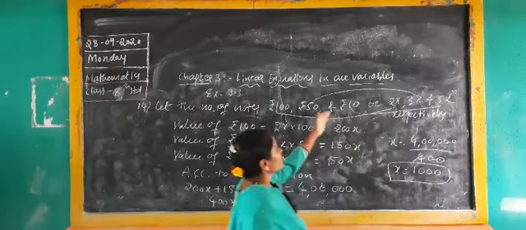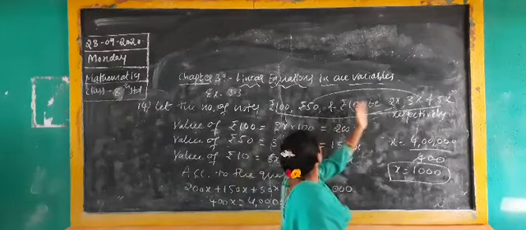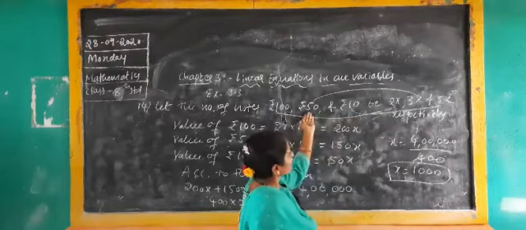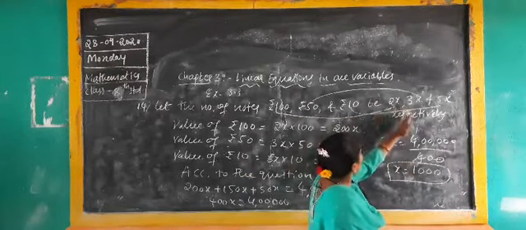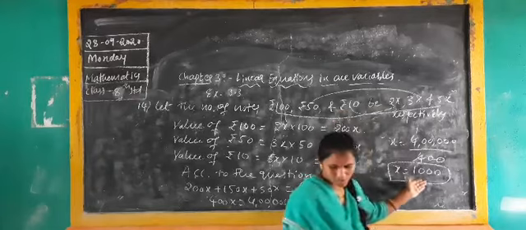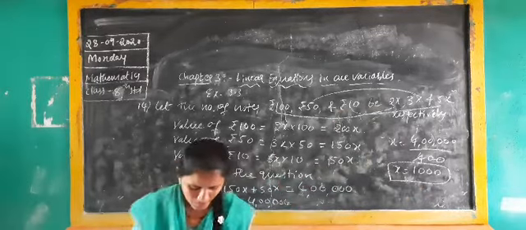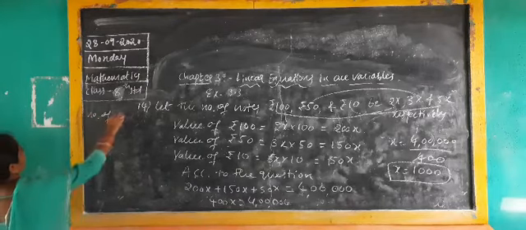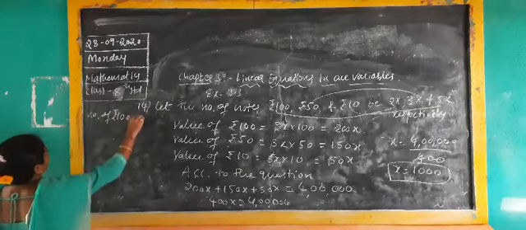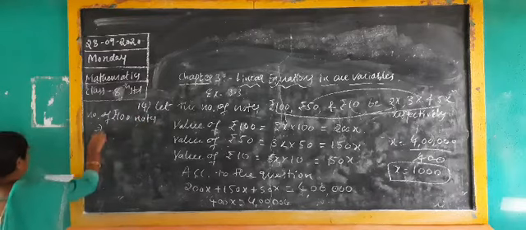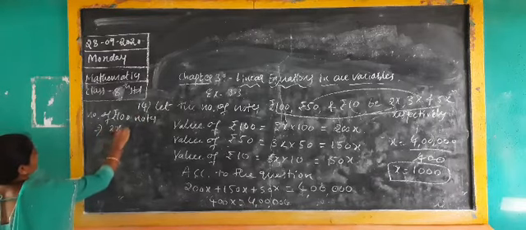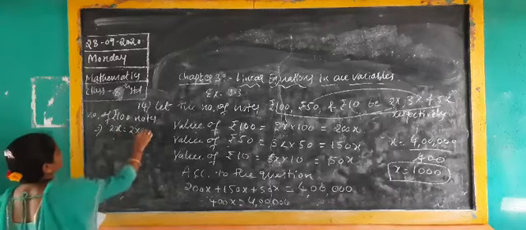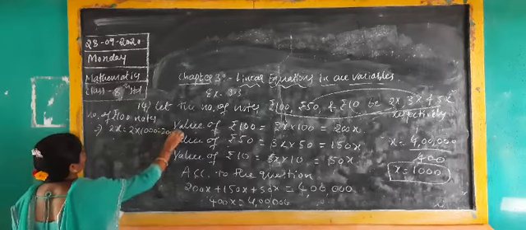Now multiply by the given values. How many 100 notes? 1000 2s are 2000. So 100 notes are 2000, 50 notes will be 3000 and 10 notes will be 5000. Write down the last line. Number of rupee 100 notes is 2x, which is 2 into x value. X is 1000, so 2 into 1000 gives 2000.